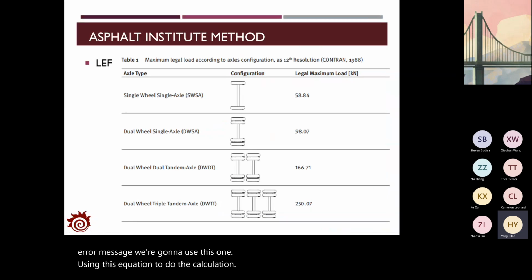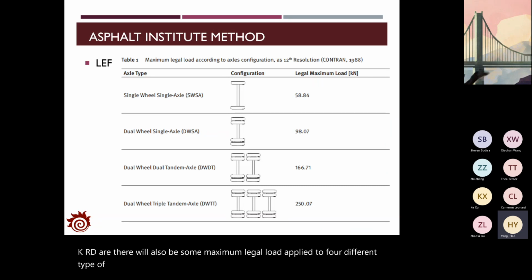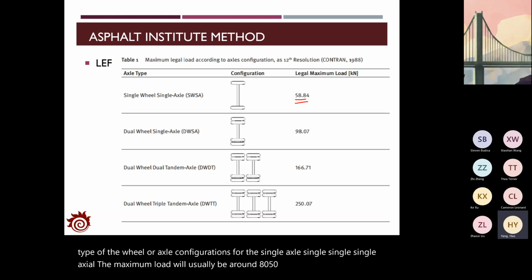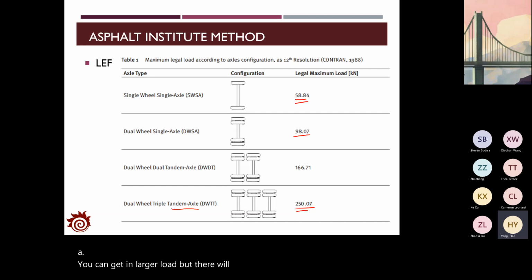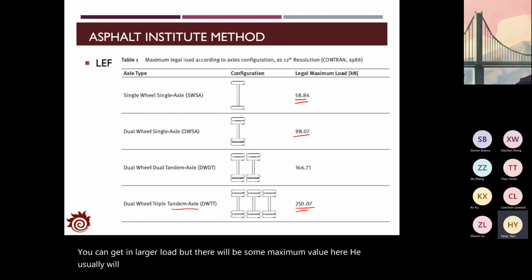Okay, and there will also be some maximum legal load applied for different types of axial configurations. For the single axial, single wheel, the maximum load will usually be around 58 kilonewton. For the dual wheel single axial, it's 98. For the tandem axial, definitely you can get a larger load, but there will be some maximum value here. You usually will not exceed this maximum value for the existing design of the truck.